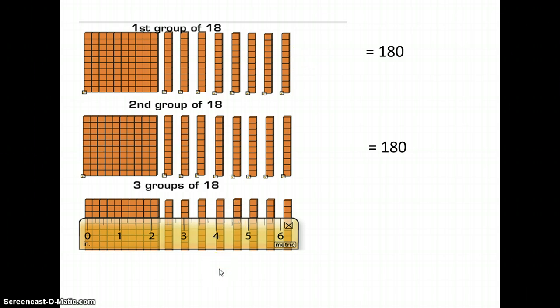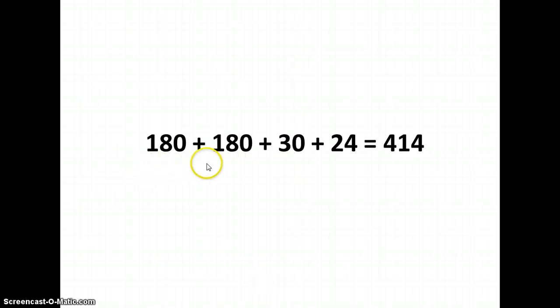Now we cannot make a third whole group of 18. We can only make 3/10 of 18. So we count out the individual blocks right here. And there comes out to be 30 plus, and we count out the individual blocks right here, and it comes out to be 24. So 30 plus 24 equals 54. So 180 plus 180 plus 30 plus 24 equals 414.